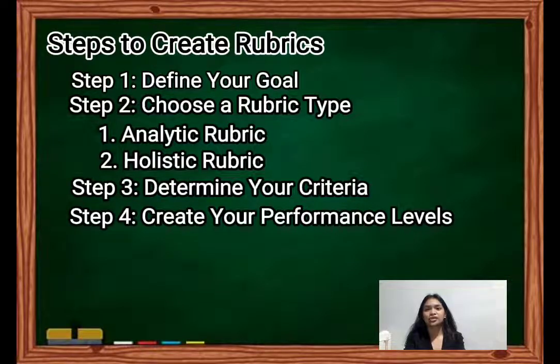Some teachers use a combination of numbers and descriptive labels, like 4 exceptional, 3 satisfactory, and so on, while other teachers simplify, assigning numbers, percentages, letter grades, or any combination of the three for each level.